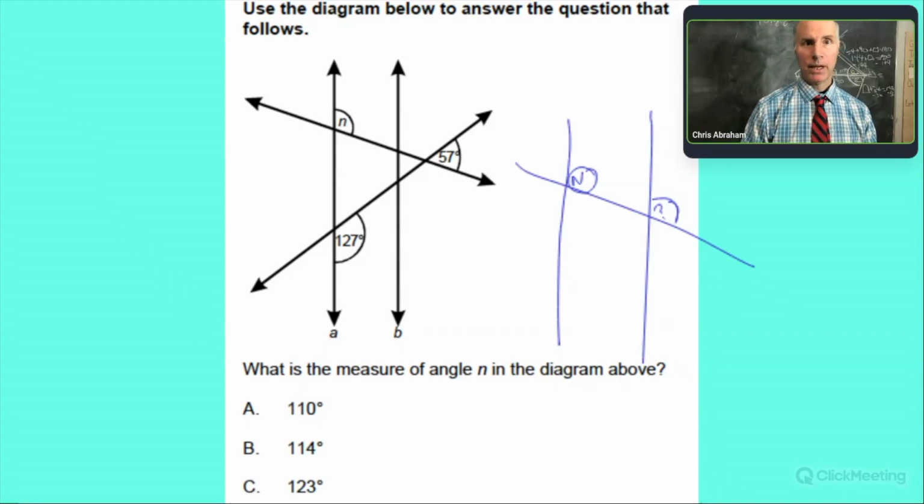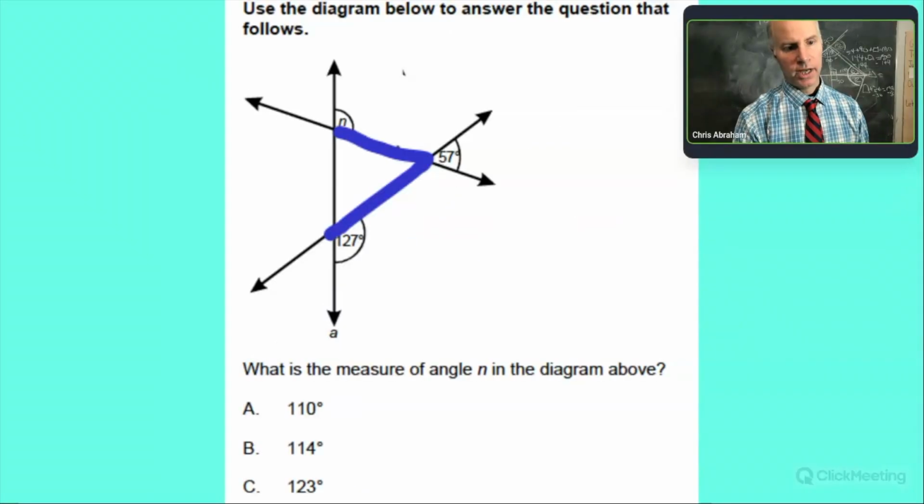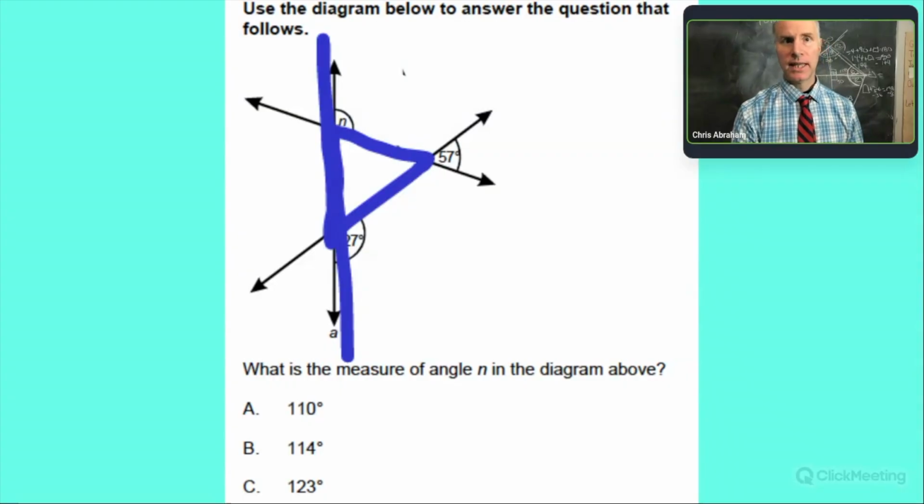Watch what happens when we erase B. Look what happens. This line was put in here to distract you. And when we take that line B out, it's a lot easier. Do you see the triangle now? A triangle on a line. It's a lot easier to see that.